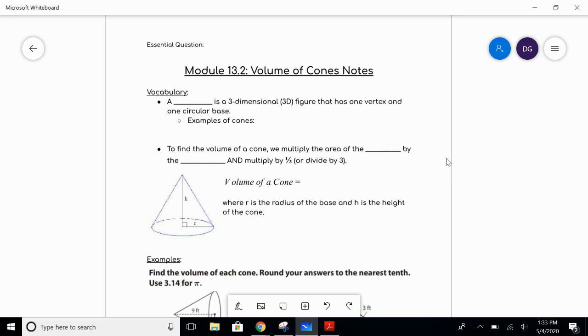I just wanted to talk about our module 13.2 volume of cones notes today. So what we're going to do is go through the notes together and take a look at vocab and a couple examples.